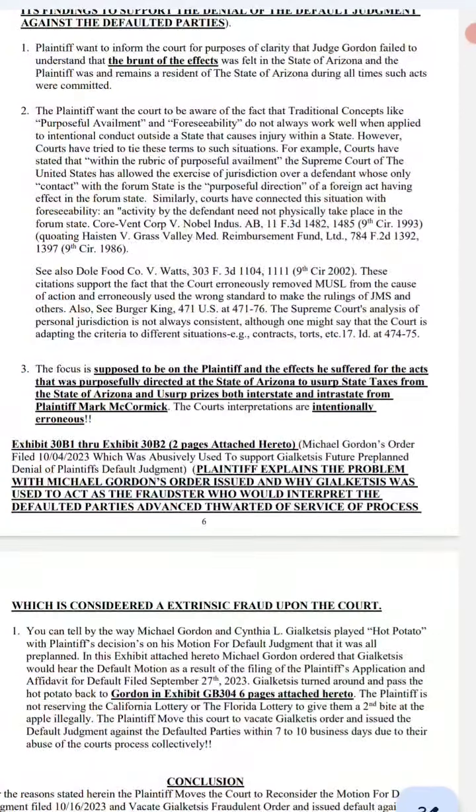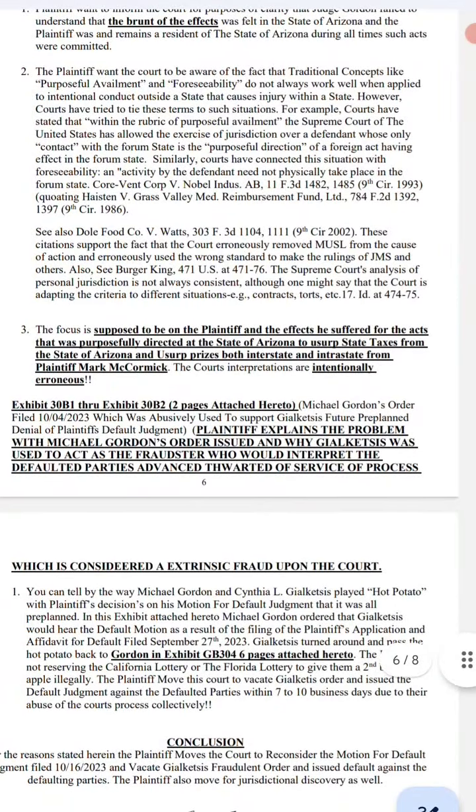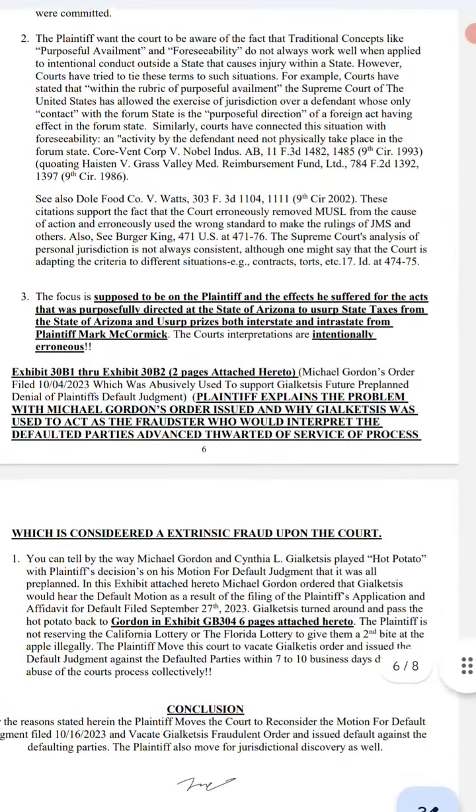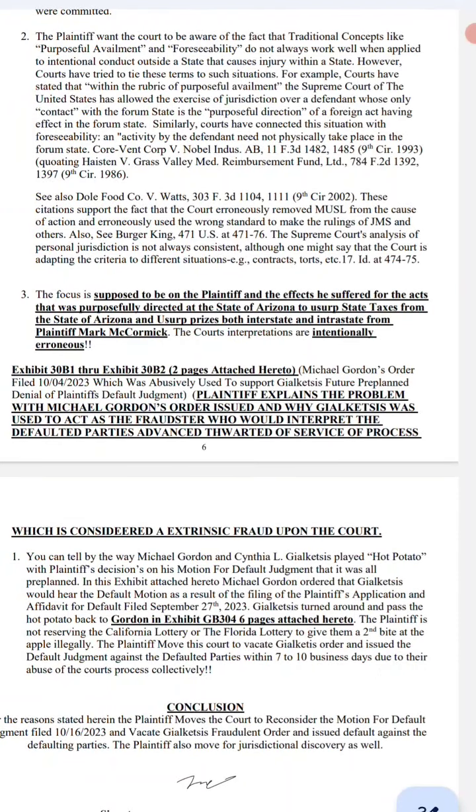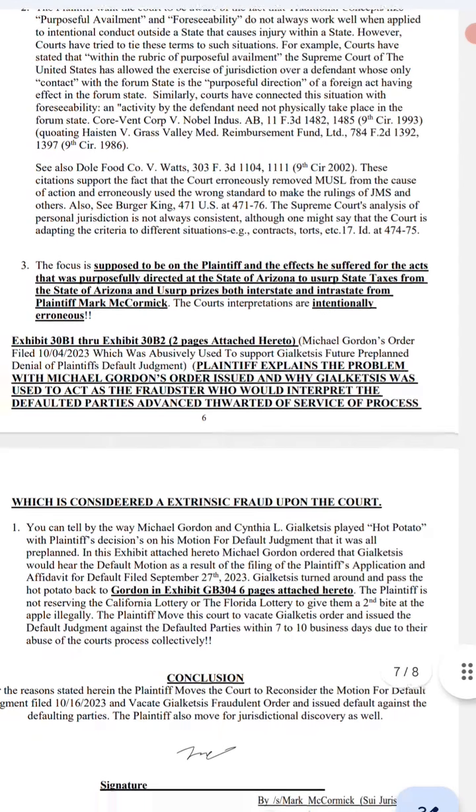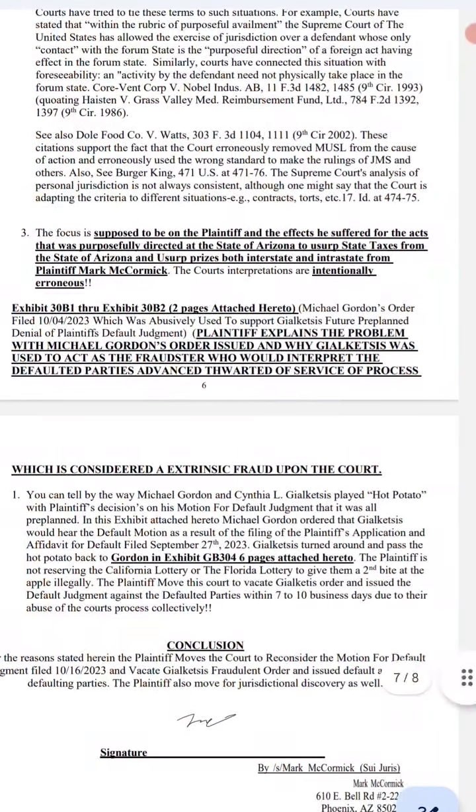So number 2, the plaintiff wants the court to be aware of the fact that traditional concepts like purposeful availment and foreseeability do not always work well when applied to intentional conduct outside a state that causes injury within a state. However, courts have tried to tie these terms to such situations. For example, courts have stated that within the rubric of purposeful availment, the Supreme Court of the United States has allowed the exercise of jurisdiction over a defendant whose only contact with the forum state is the purposeful direction of a foreign act having effect in the forum state.